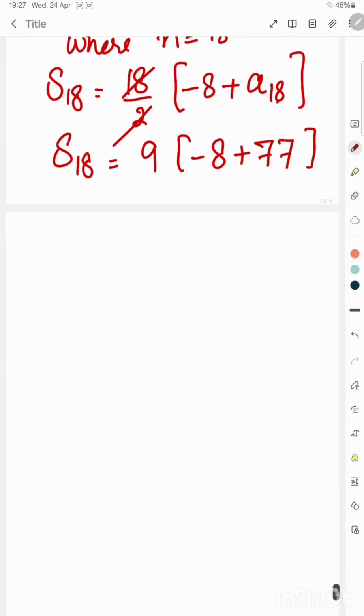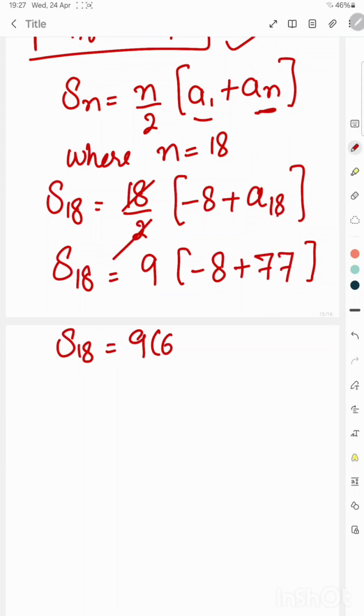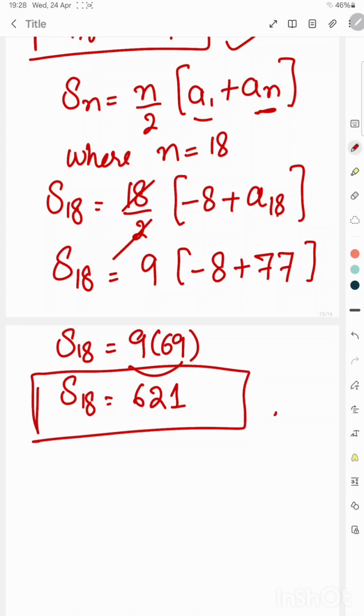You have to just solve this. S18 is equal to 9 times, and what we get here is 69. So S18 is equal to, you just multiply both terms and you will get 621. So our sum of 18 terms is 621. This is our final answer.